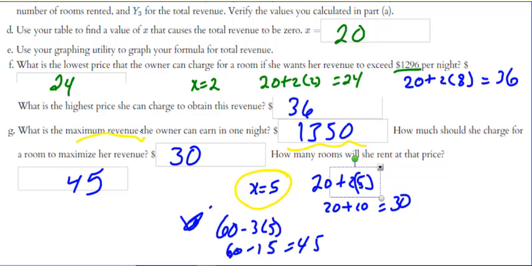The Y is the maximum revenue. X allows me to plug them back in to find what our price is, or how many rooms would be rented and at what price. Okay, so that's a kind of doozy, but it's not bad. Once you work it, you'll be okay.